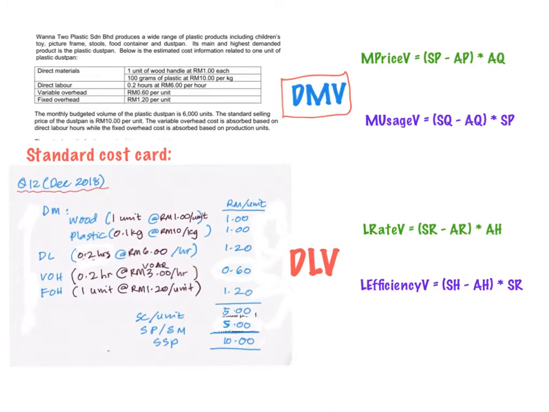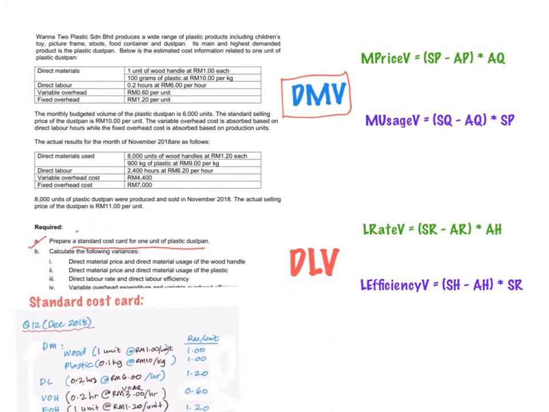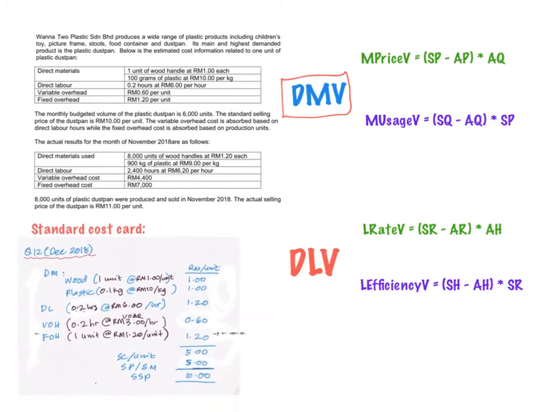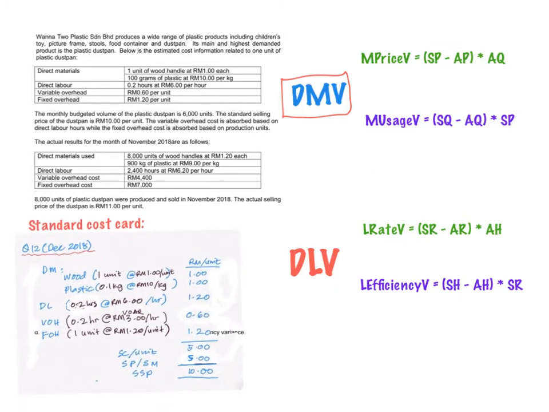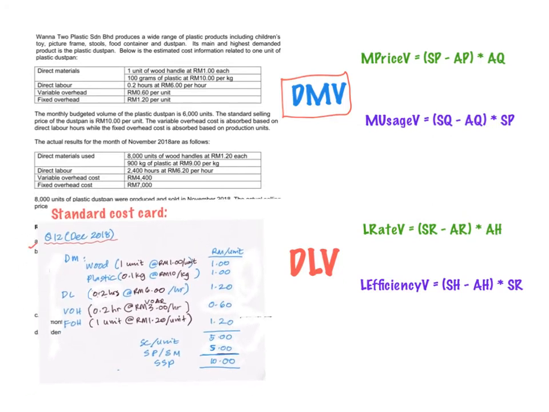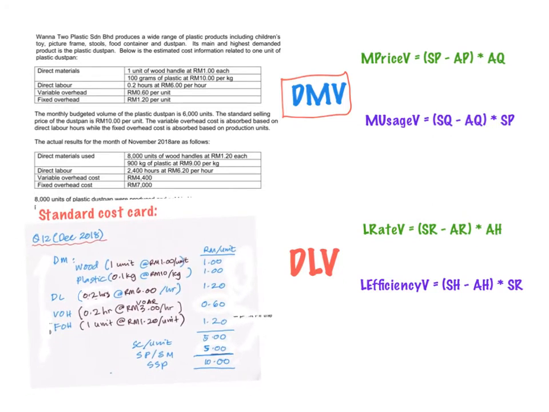In this question, as you can see, the question asks you to calculate the material price variance and direct material usage of the wood handle. So we focus first on the wood handle. Now refer to our standard cost card, because this is very important information that you need to look at constantly. First of all, if we want to determine the material price variance, this is the formula that you have to use. We are talking about material price here.